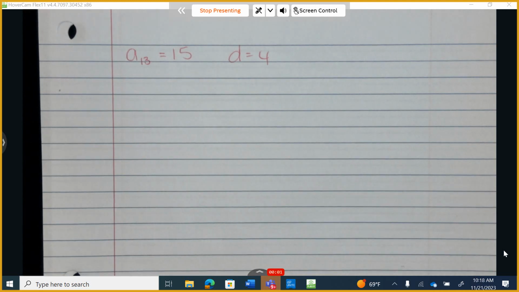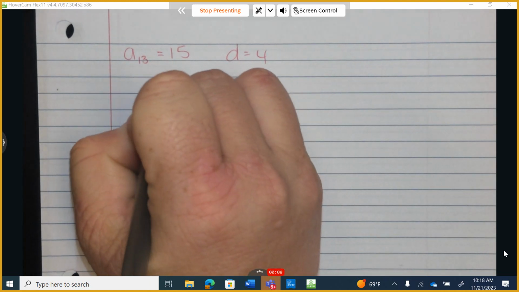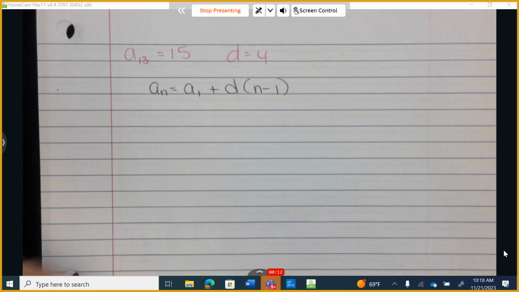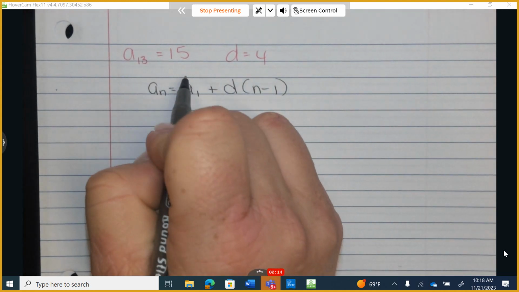It is asking us on 13 through 16 to create a rule. So general rule just means writing an equation. So we have a sub n equals the first term plus the common difference times n minus 1. So all I'm doing is I'm dropping this in.